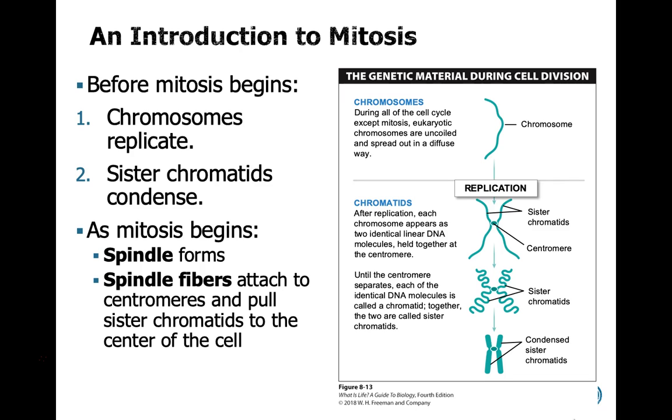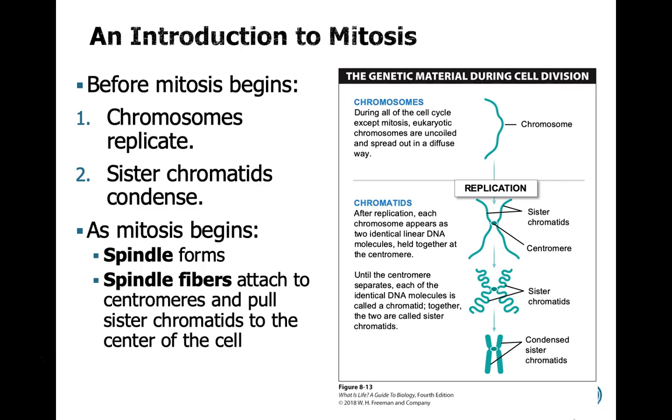All right, so let's start talking about what happens in mitosis. Before mitosis begins, remember we have replicated our chromosomes during the S phase. That is part of the preparation for cell division. Those chromosomes are going to get nice and condensed.